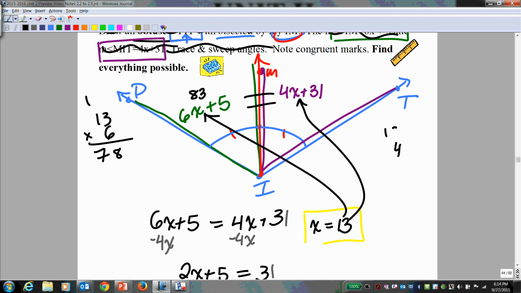Let's check this out. 4 times 13. It's going to be 52 plus 31, also 83. There's your check.